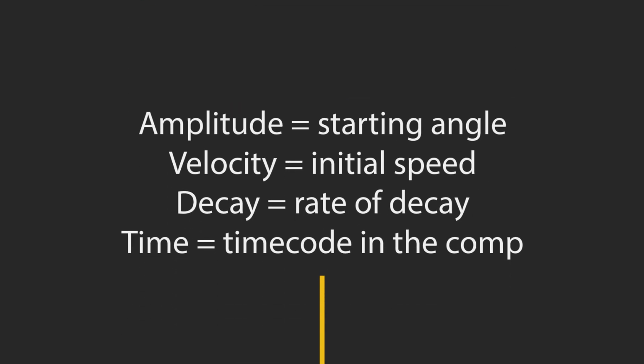Amplitude is the starting angle of movement of our pendulum. Velocity is the initial speed of the movement. Decay is the rate at which we want to see our pendulum come to a stop. Time is the actual time in the timeline.